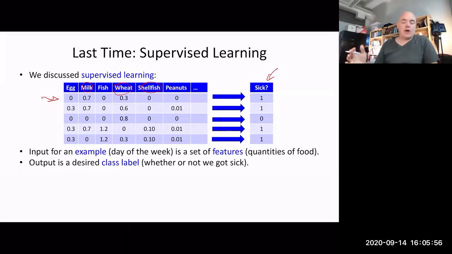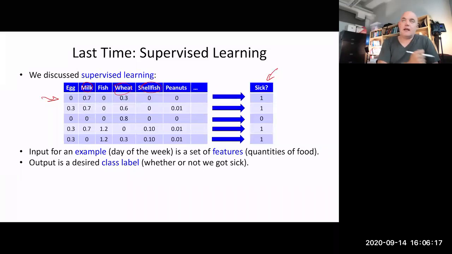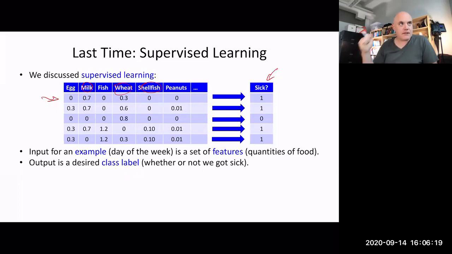And I'm going to keep a food log that records some real valued measurement of the quantity of egg, milk, fish, wheat, shellfish, peanuts that I had over the course of a day, okay? And I'm going to keep track of whether I got sick on that particular day, and I'm going to keep track of what I ate. And the supervised learning problem that we're going to set up is exactly this. I'm going to want to be able to predict whether I got sick given the food log that I kept for a particular day. Okay?